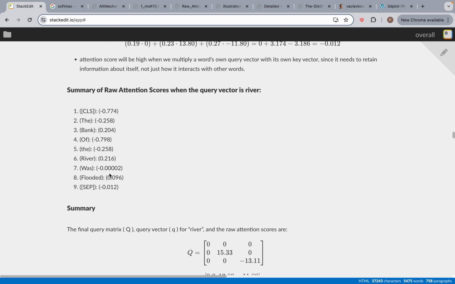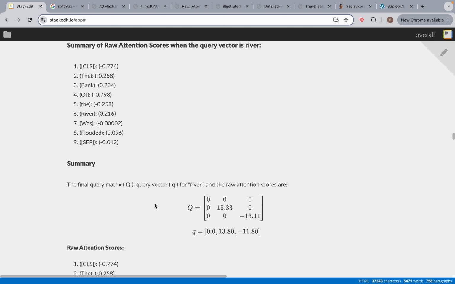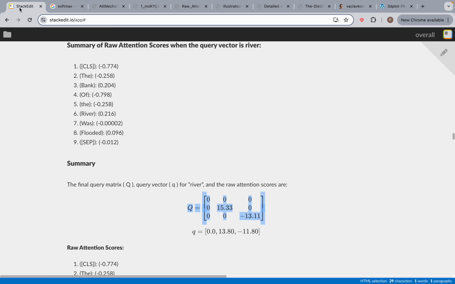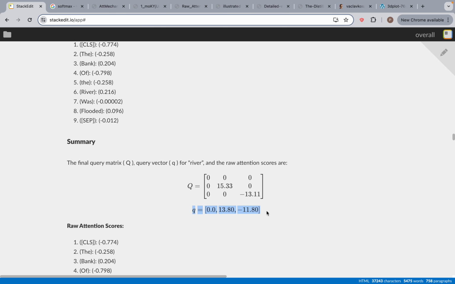Welcome back, everyone. In the previous video, we left off with us graphing the raw attention scores when the query vector belonged to river. So just a quick recap. Remember, this is the query matrix, and this doesn't change whatever the input is. These are learned weights that are going to apply a linear transformation to the embedding vector, okay? This, however, does change. This is the query vector for river.